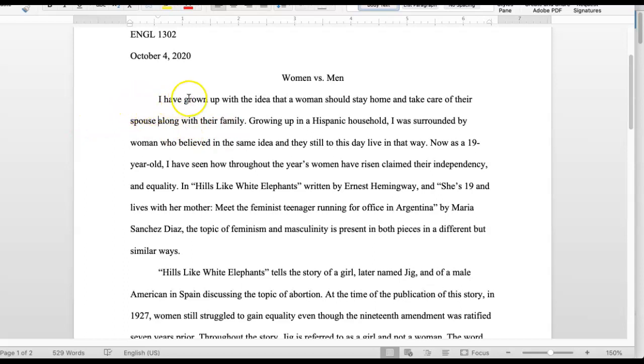I have grown up with the idea that a woman should stay at home and take care of their spouse along with their family. Growing up in a Hispanic household, I was surrounded by women who believed in the same idea that they still to this day believe in that way. Now, as a 19-year-old, I have seen throughout this year's women have risen and claimed their independency and equality.